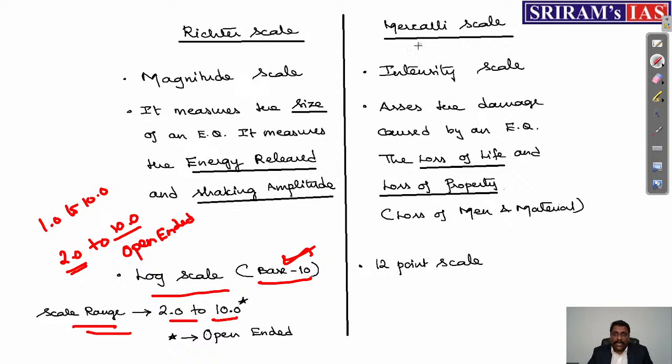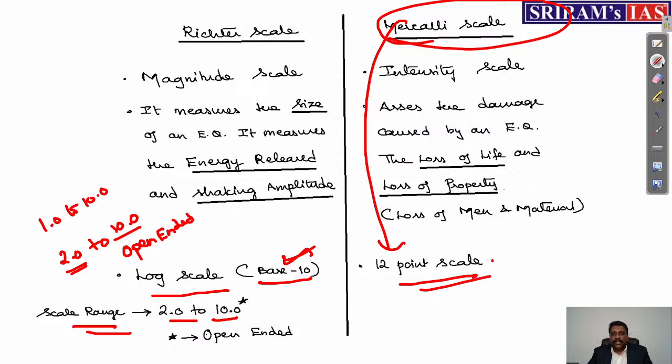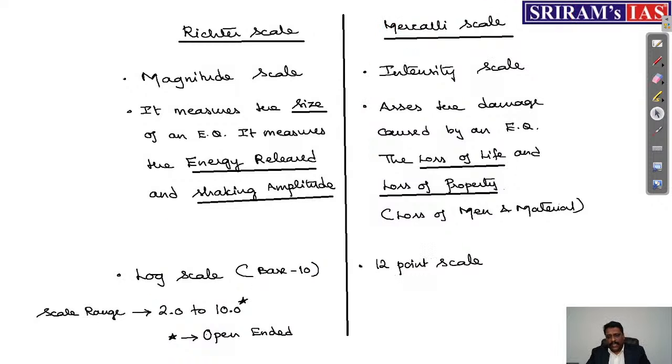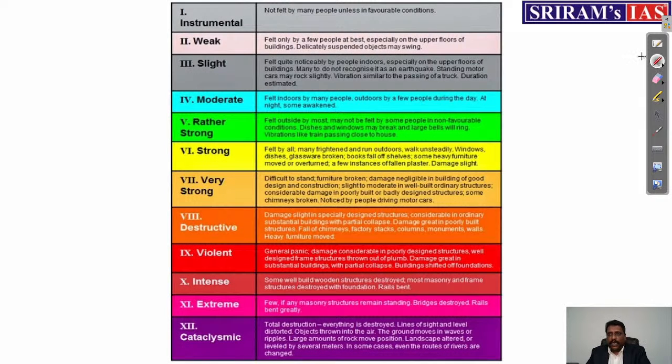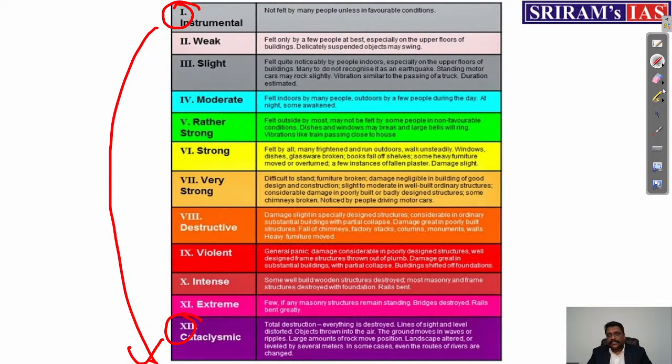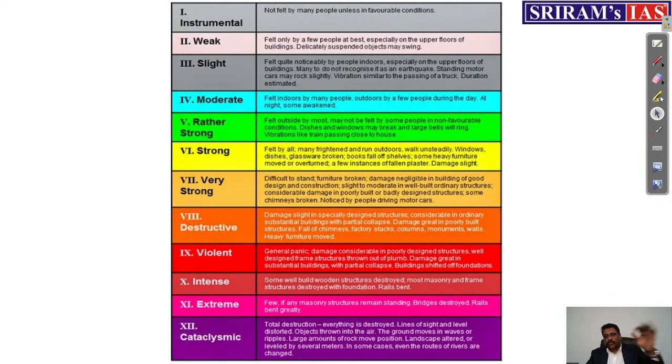Right? Whereas when I talk about the Mercalli scale, my dear friends, the Mercalli scale is a 12-point scale. So what is a 12-point scale? We have a pre-calibrated scale rating ranging from Roman numeral 1 to Roman numeral 12. As the number increases, the intensity increases. Number 1 means instrumental, not felt by many, unless there is a favorable condition. Weak, number 2. Say, for example, only if you are on the upper floor of a building will you slightly feel it. Then slight, moderate, rather strong, very strong, destructive, violent, intense, extreme, and cataclysmic. Cataclysmic means catastrophic. One word, total destruction.